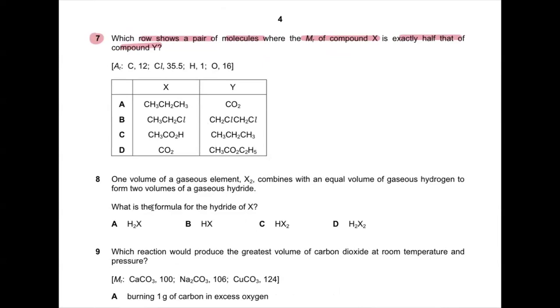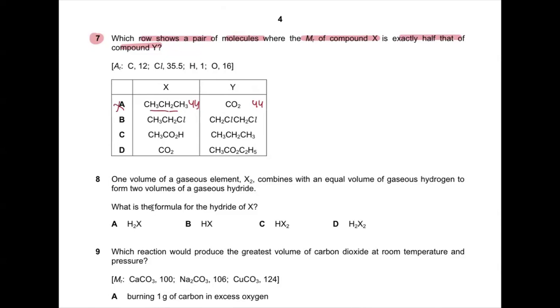So if you look over here, the Mr of Y is 44, and over here there are 3 carbons, so 36, and 8 hydrogens, so it is also going to be 44. So A goes wrong.